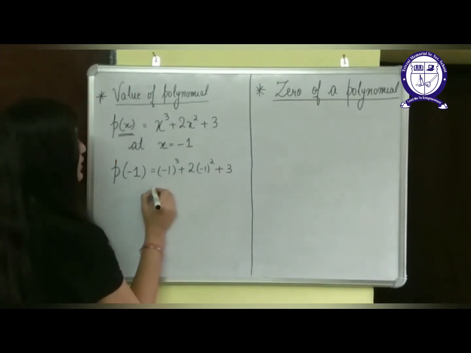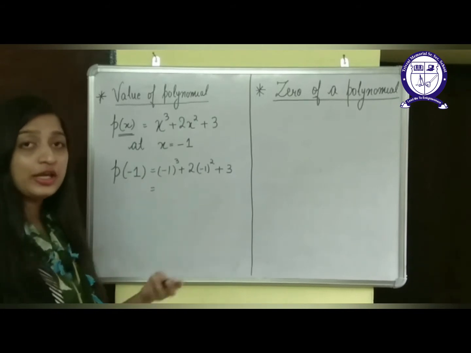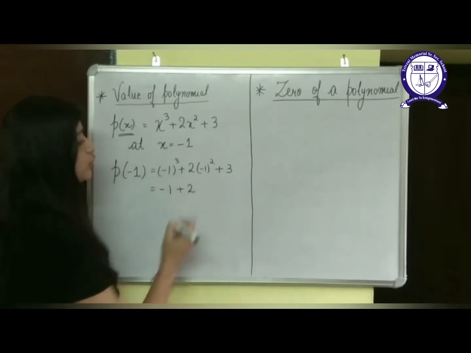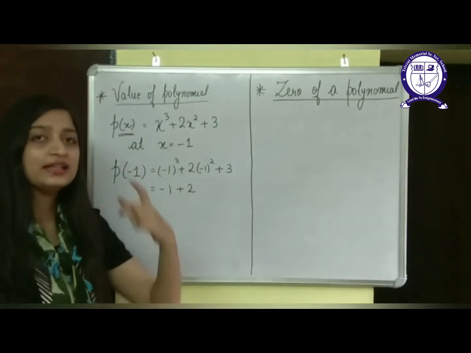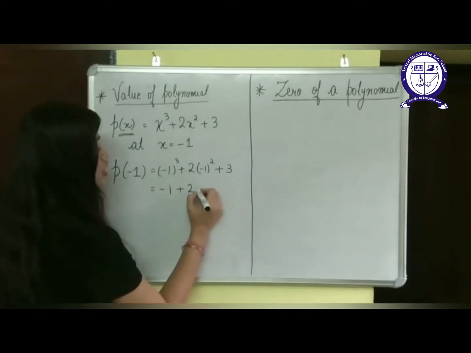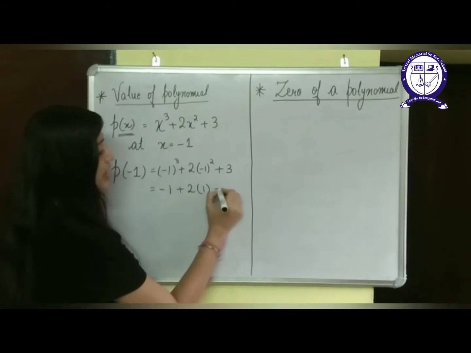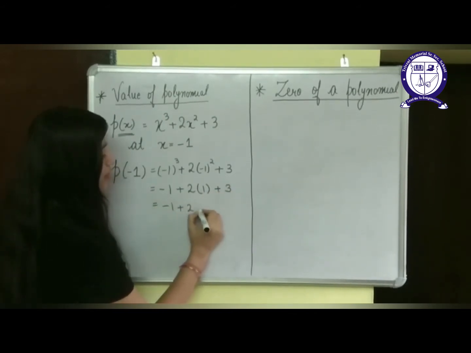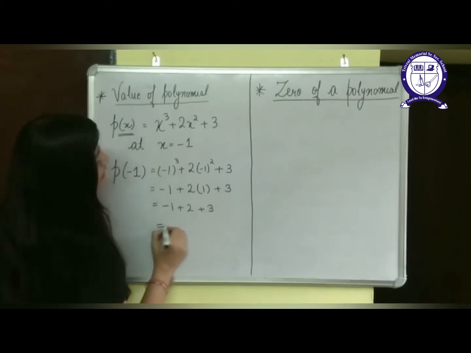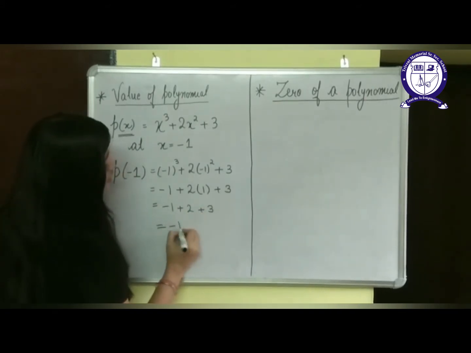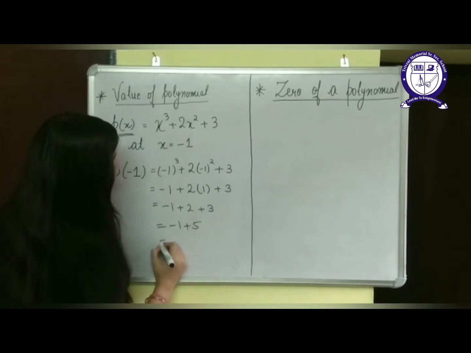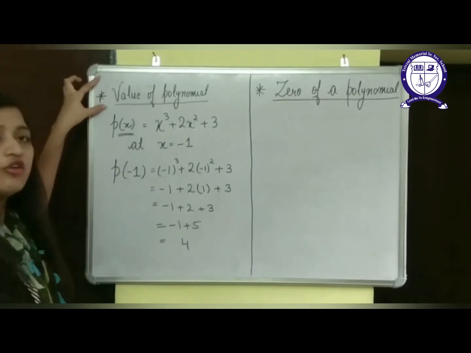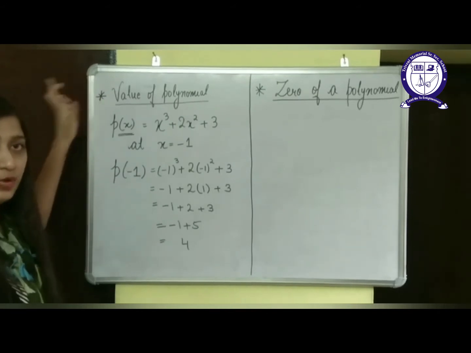Now I will solve it. Minus 1 cube, that is power 3, it will give me minus 1, plus 2 into minus 1 square; minus into minus will be plus, so it will be 1, plus 3. So minus 1 plus 2 plus 3. It will be minus 1 plus 5, that is 4. So this is how we find the value of a polynomial at a particular point.